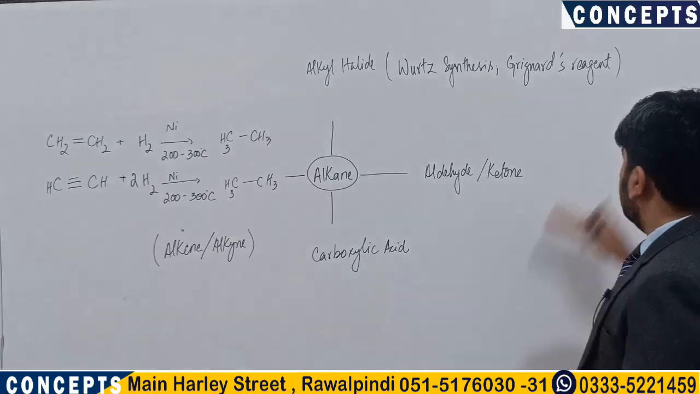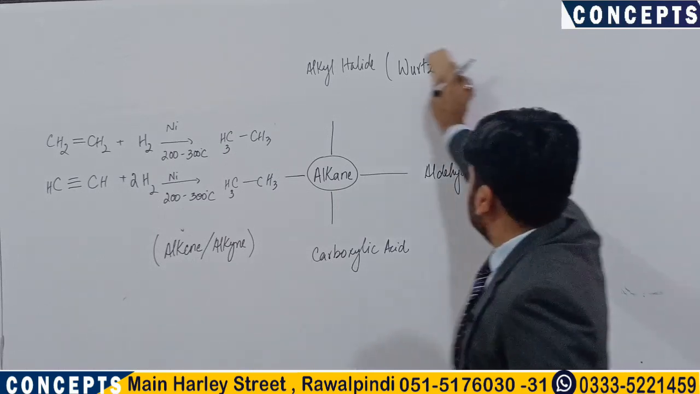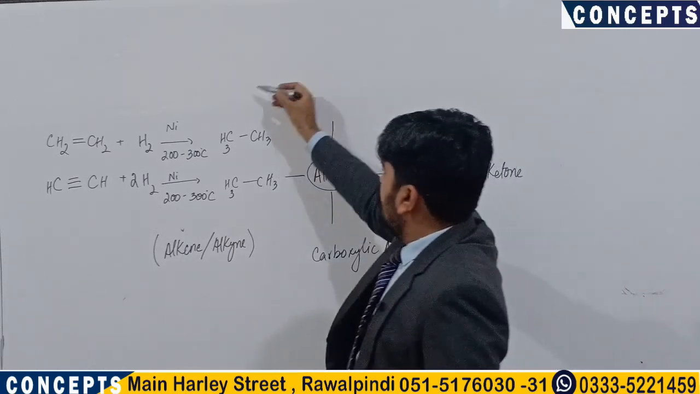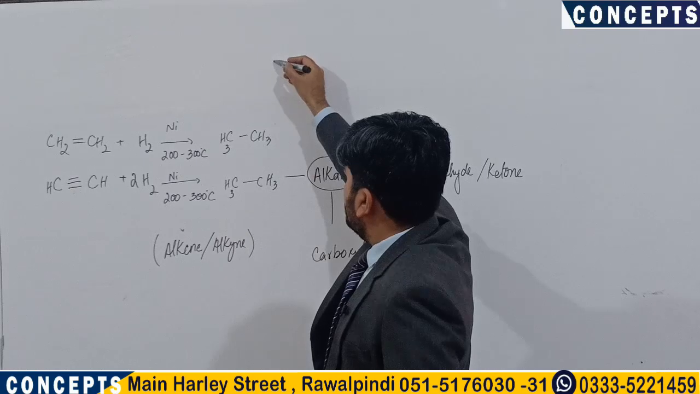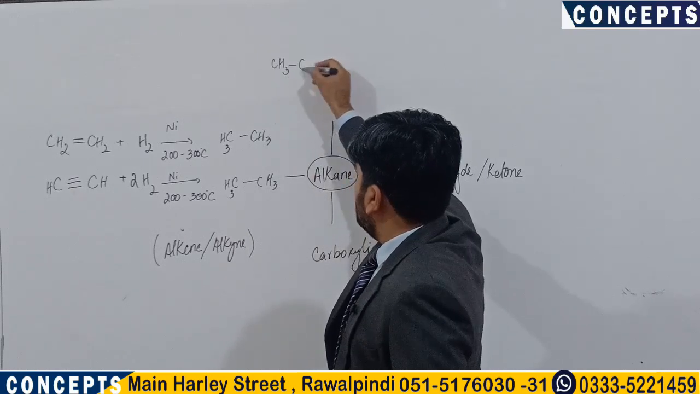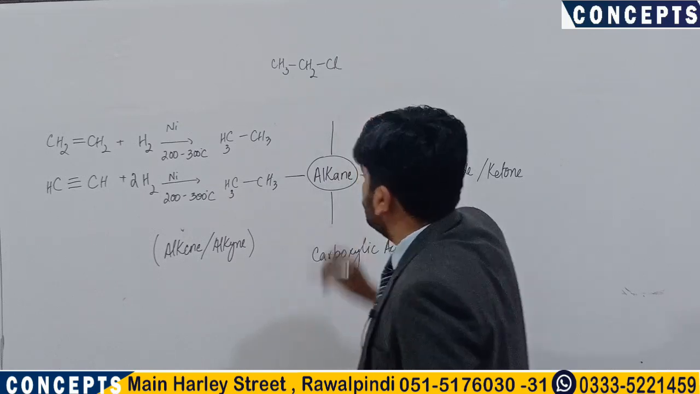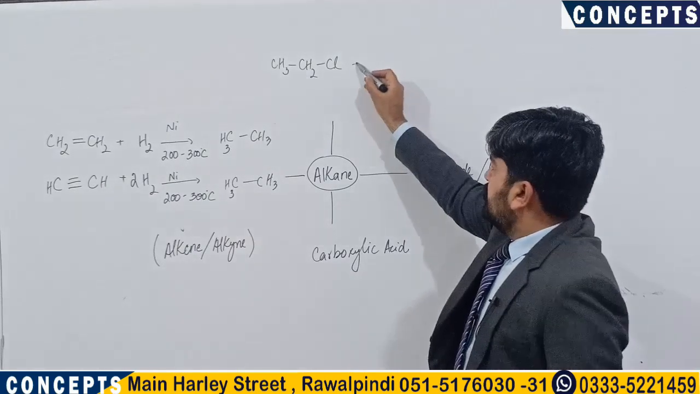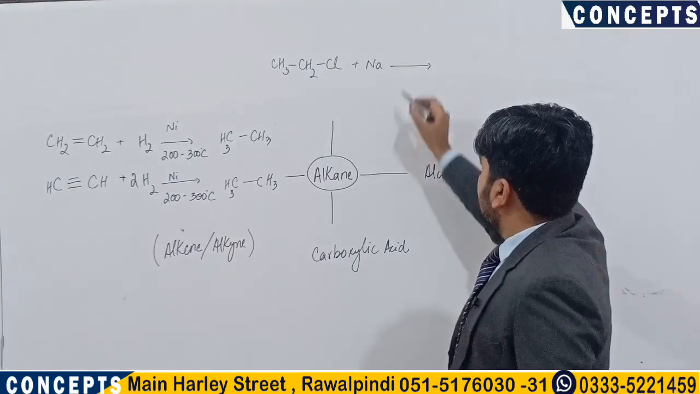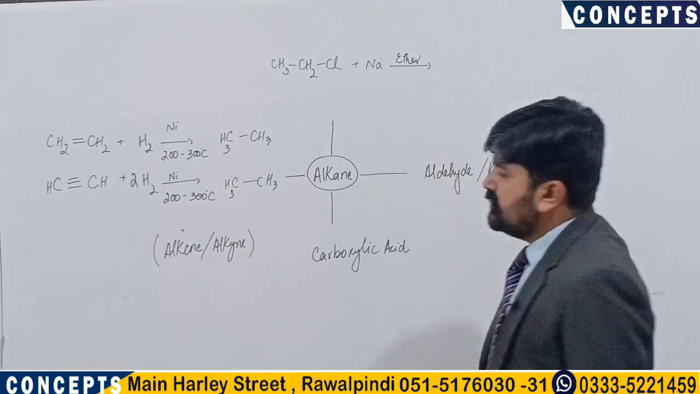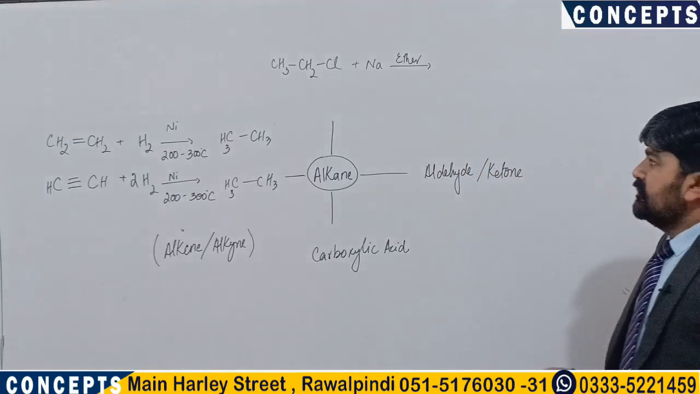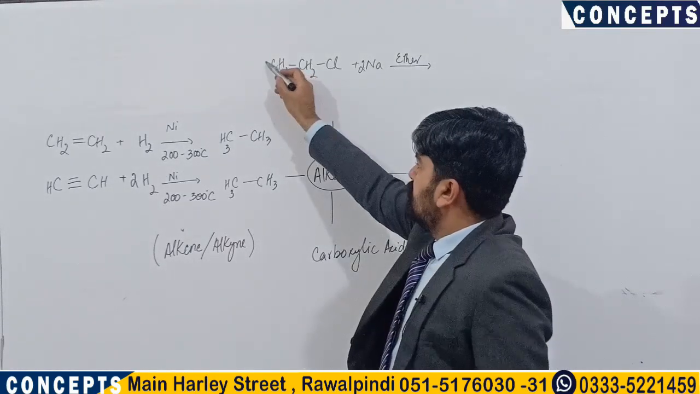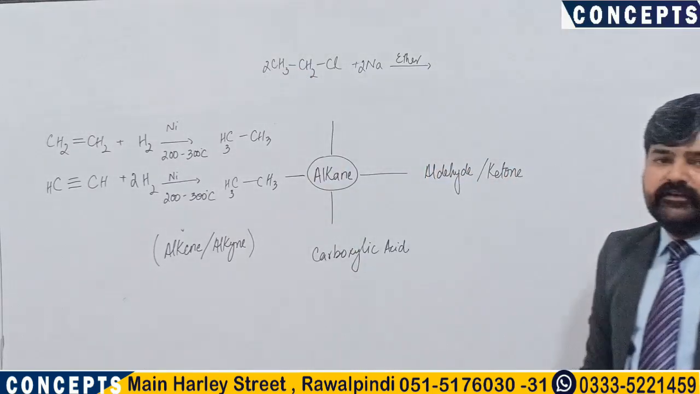Now we look at the second one. In the second reaction, we require an alkyl halide as a reactant. If I write a compound name as CH3CH2Cl, chloroethane or ethyl chloride, and it reacts with sodium in a non-aqueous ethereal medium, then this reaction gives us alkane. Here we need 2 moles of sodium and 2 moles of alkyl halide.